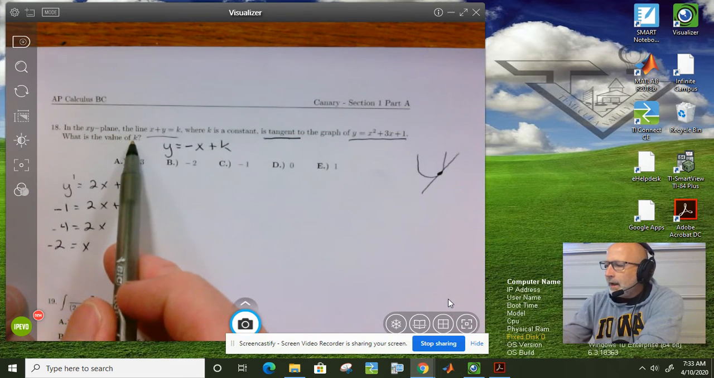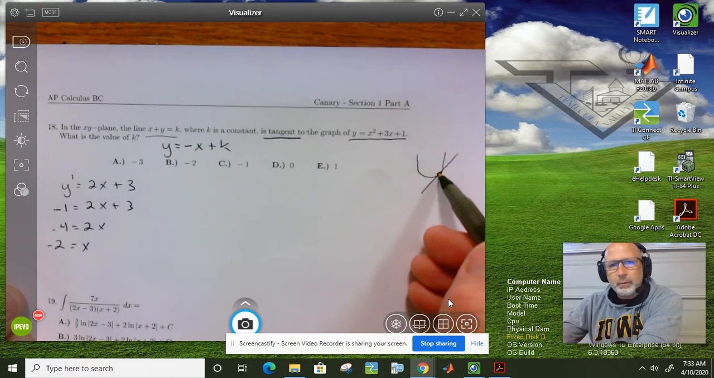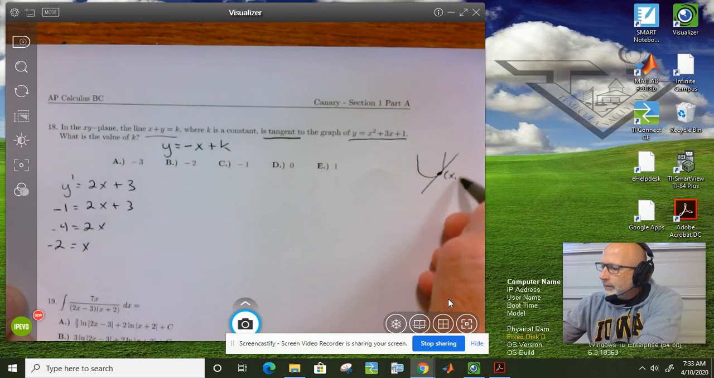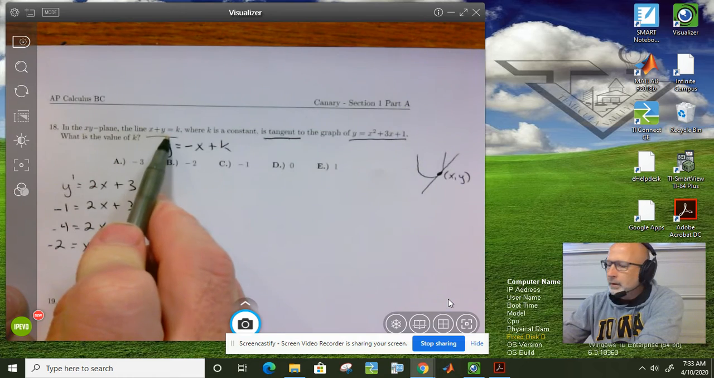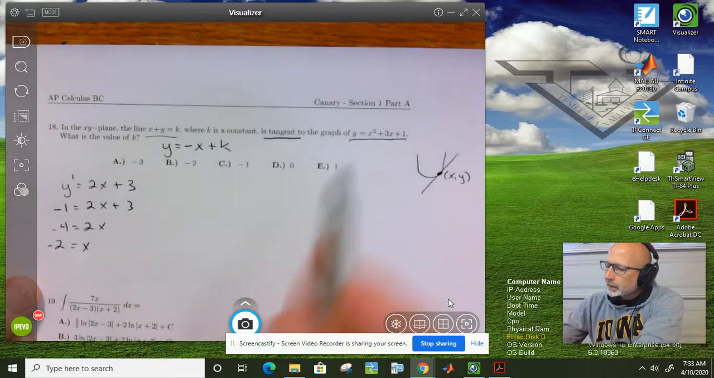So in order to find k, we talked a second ago, we have to figure out what the x, y value is. Because if I know what the x, y value is, I just plug it into this equation and it tells me what k is. So take -2 and plug it in here.